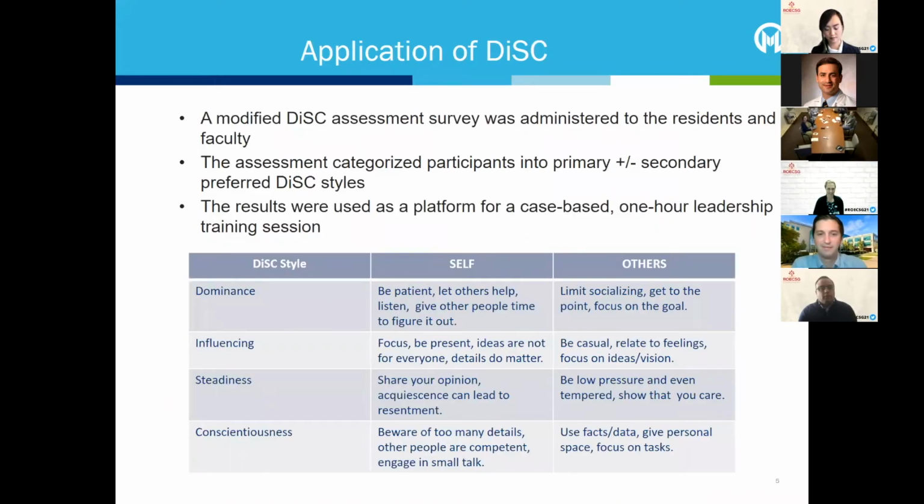There we go. So the DiSC assessment asks participants to respond to statements on a 5-point ordered response scale, indicating how much they agree with certain statements. We administered a modified DiSC assessment survey to the residents and faculty. The assessment categorized participants into a primary and sometimes a secondary preferred DiSC style. And then these results were used as a platform for a 1-hour case-based training session.